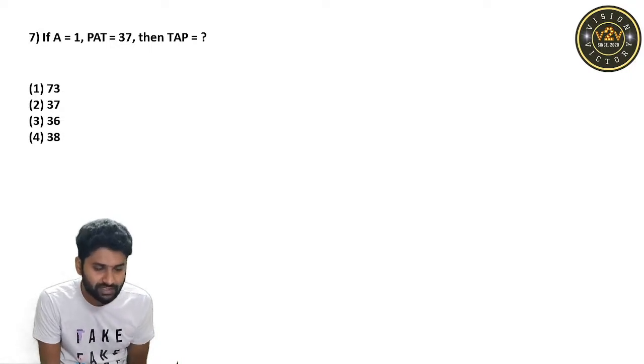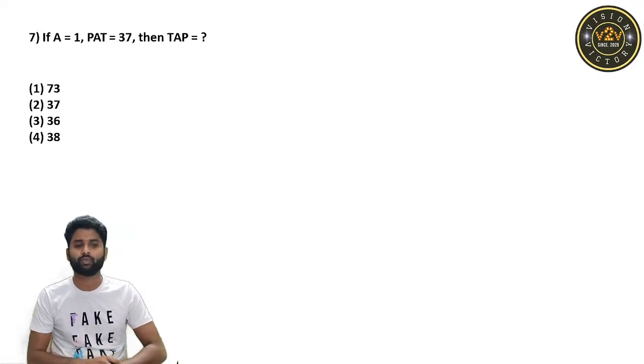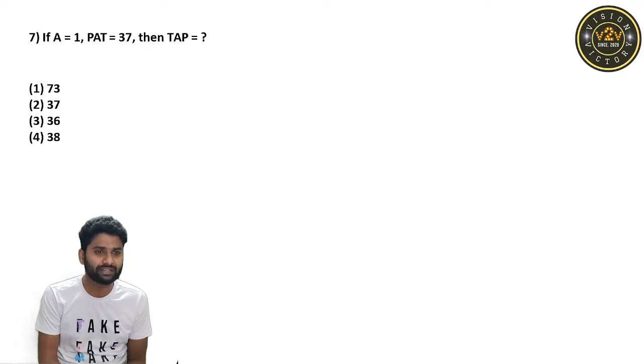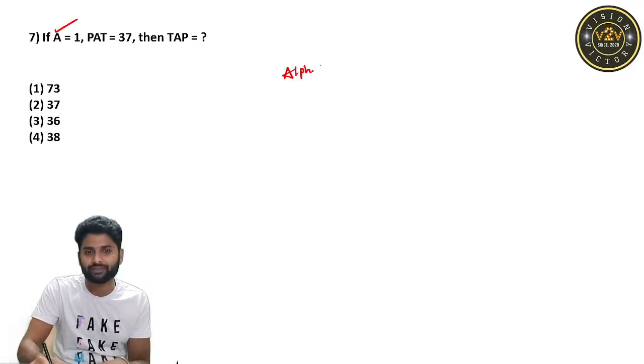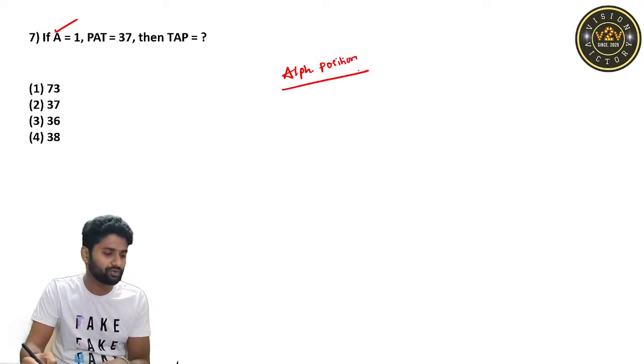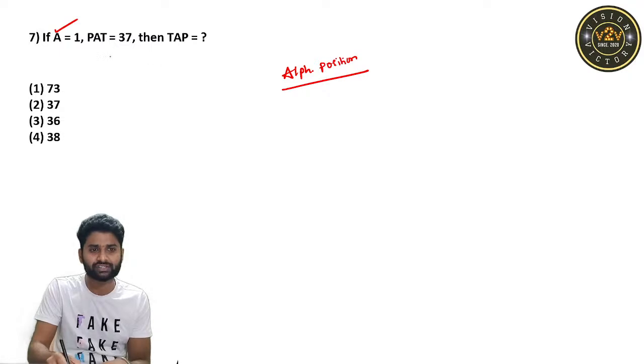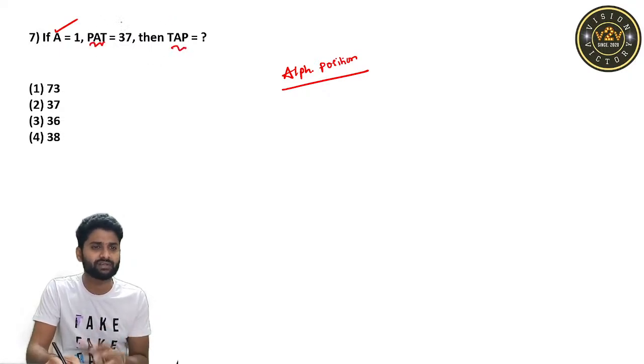Let's go for another condition here. If A is equal to 1, PAT is 37. What about the TAP? Guys, you have to understand that if A is equal to 1, it's all about alphabetical position. So we have to go with the sum of alphabetical position. But if you observe the given question, PAT, TAP, APT, those three letters are repeated. So the answer is also repeated. The answer is 37.